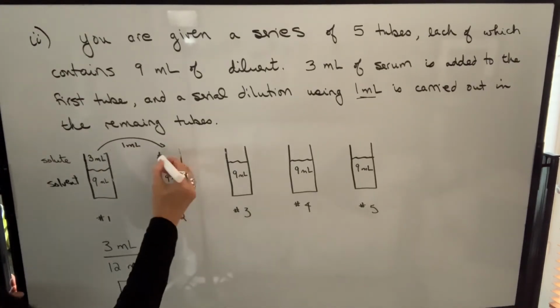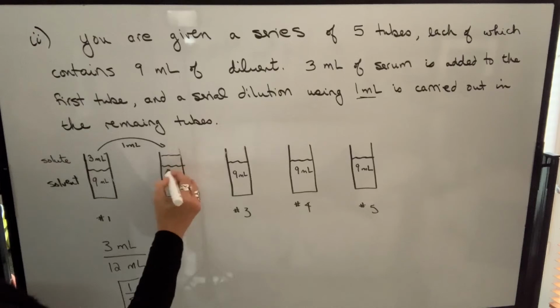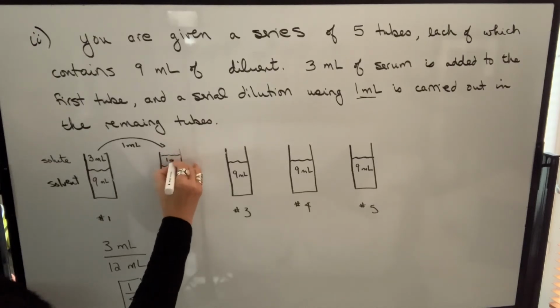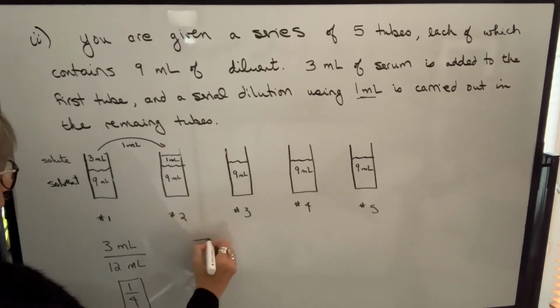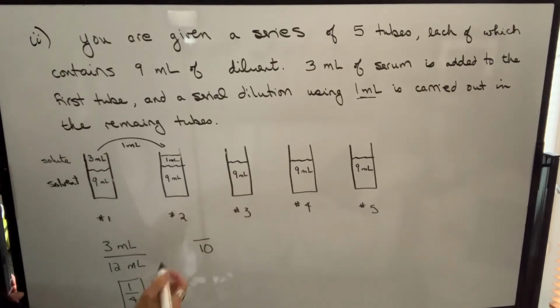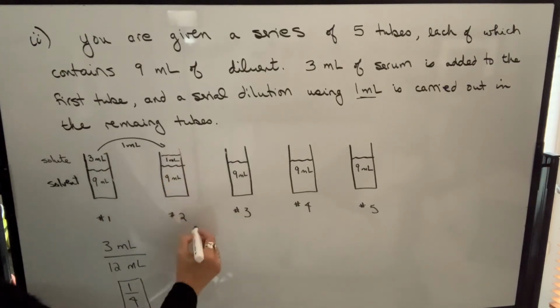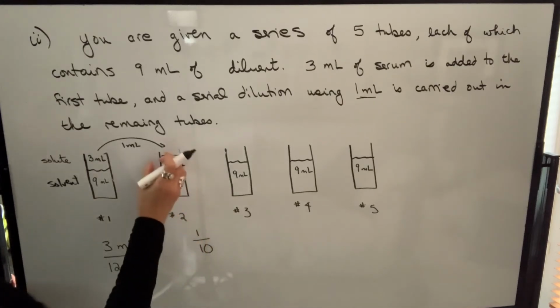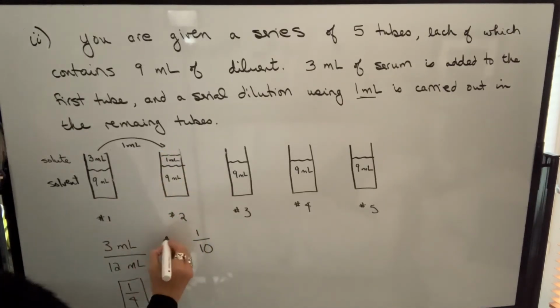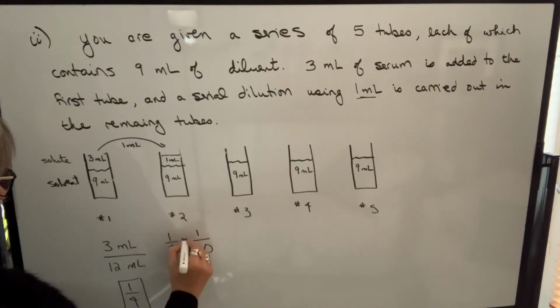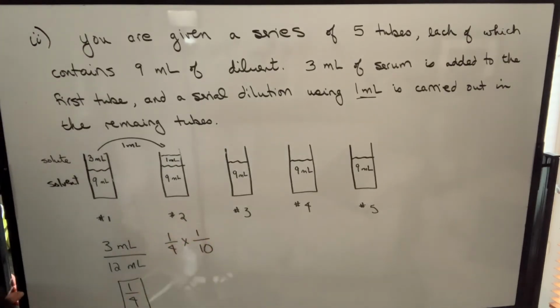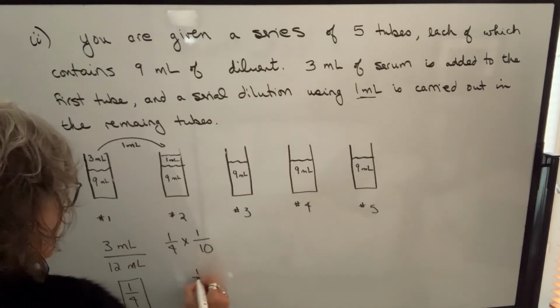So now we're going to have 10 milliliters of solution in tube 2, and the amount that we added was 1 milliliter, so it's going to be a 1 to 10 dilution of this. This concentration or dilution is 1 to 4, so we take 1 to 4 and we dilute it 1 to 10, which gives me 1 to 40.